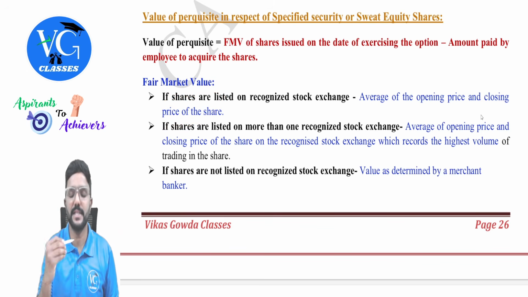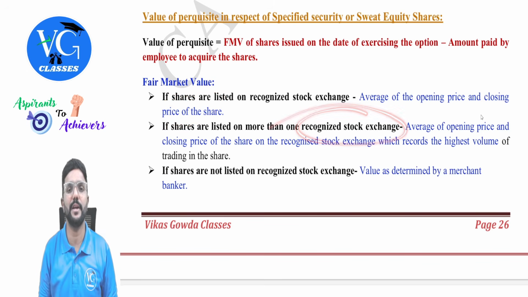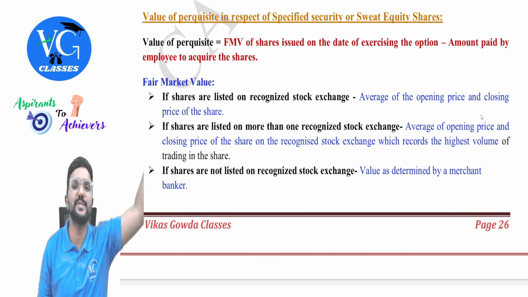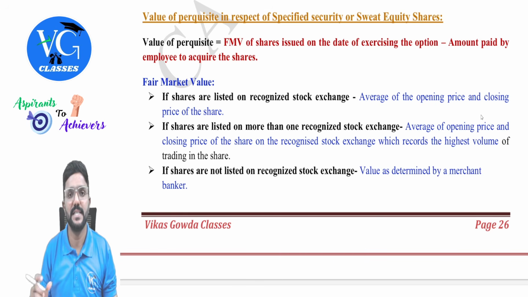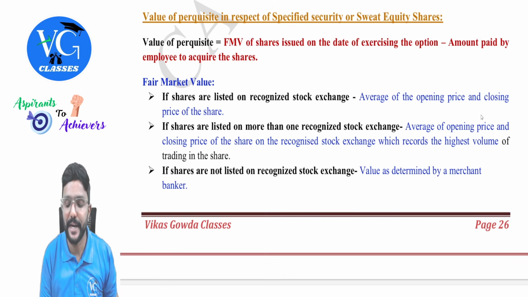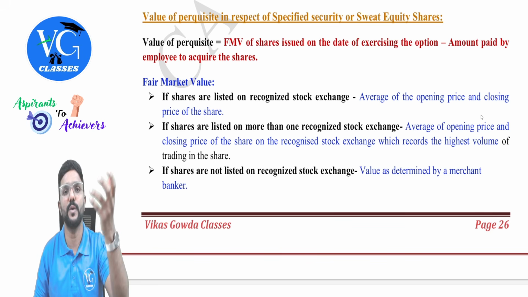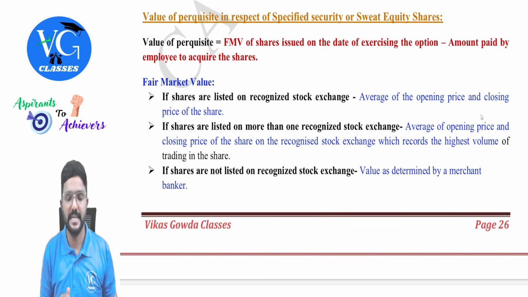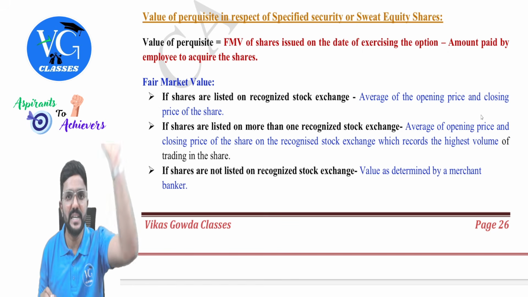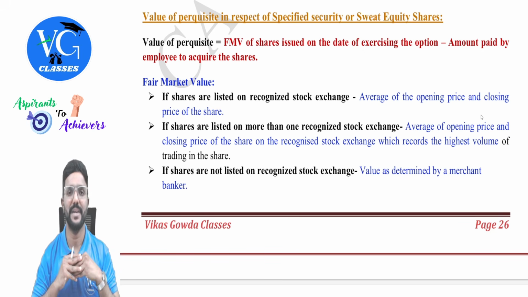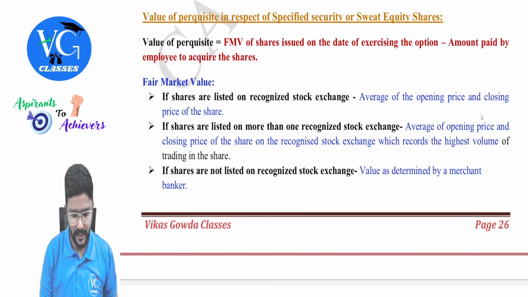Okay. Sir, what if the shares are listed in more than one stock exchange? For example, the shares of my employer company are listed both in NSE as well as BSE. In that case, check where the volume is more on the date of exercising the option. That is where the number of shares bought and sold is more, whether in NSE or BSE, on the date of exercising the option. On that particular exchange where the volume is more, take the average of opening price and closing price. That is opening plus closing divided by 2. Got it?